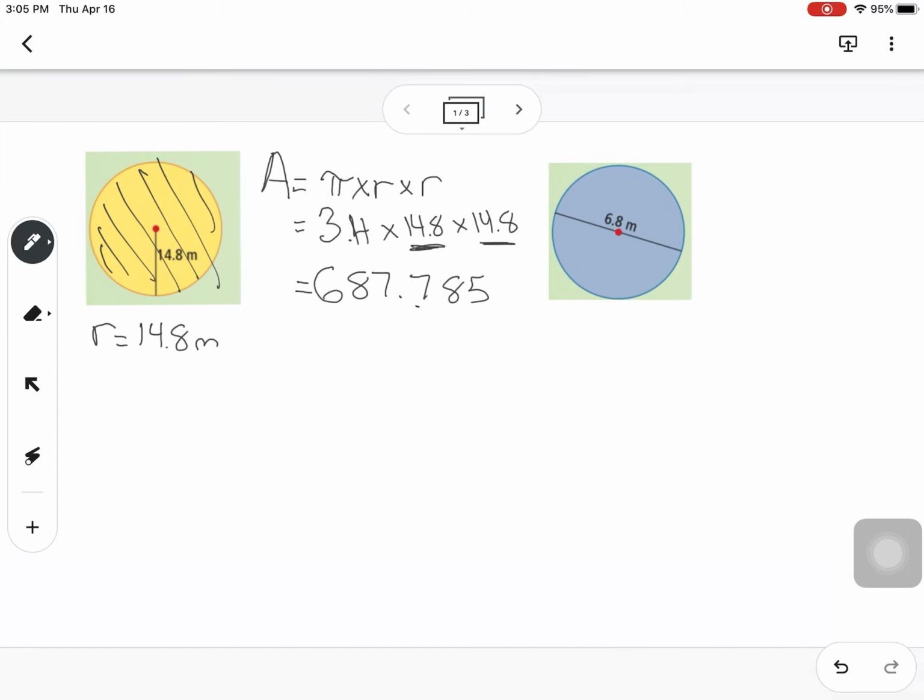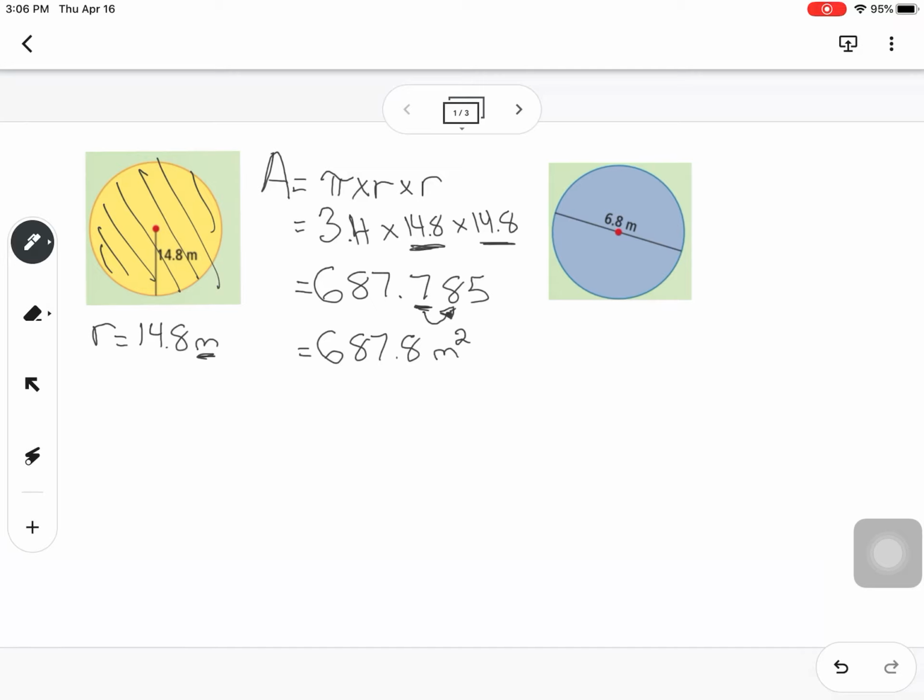Let's round our answer to the nearest tenth place. So if we're rounding, we need to look at the next place value. It's an 8. So if it's an 8, do we round up or keep it the same? Yeah, you're right. We round up. 687.8, and we want to include our units here. Meters squared. Remembering that area is in square units.